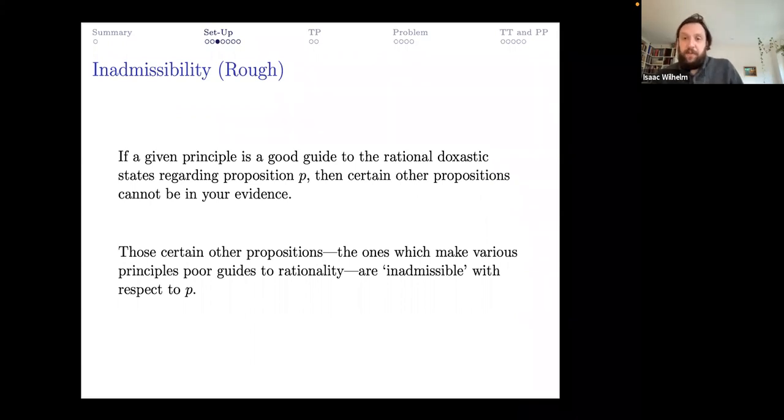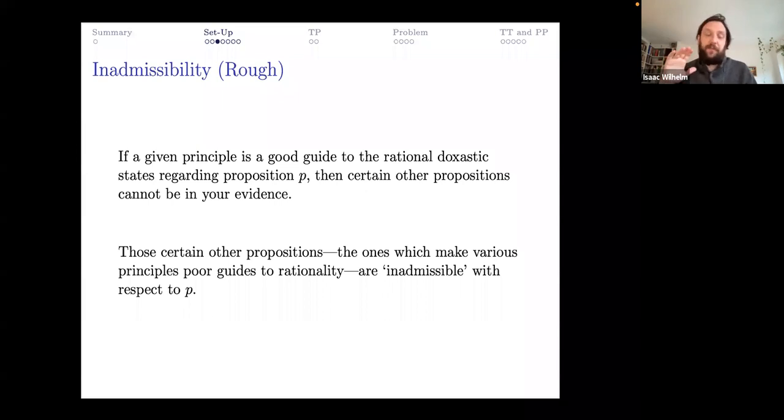In the literature on the principle, there has been a lot of discussion of the notion of inadmissibility. It's an interesting feature of the literature that those discussions of admissibility are always focused on the principle, because the basic idea of an inadmissible proposition is much more general than that literature would lead you to suggest.